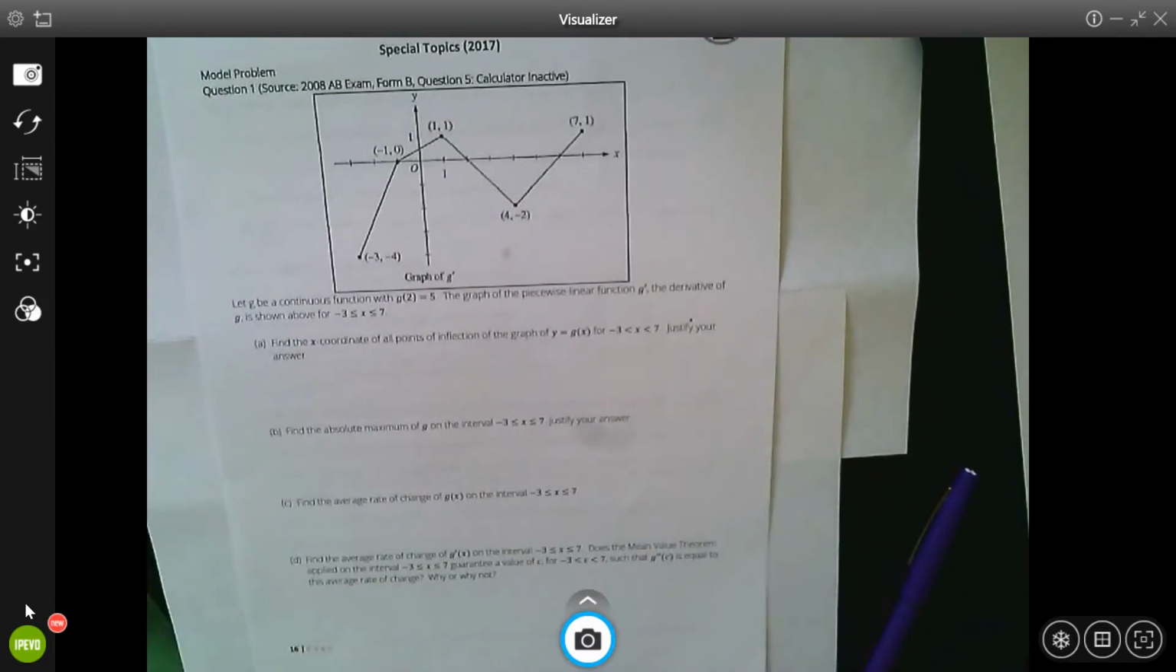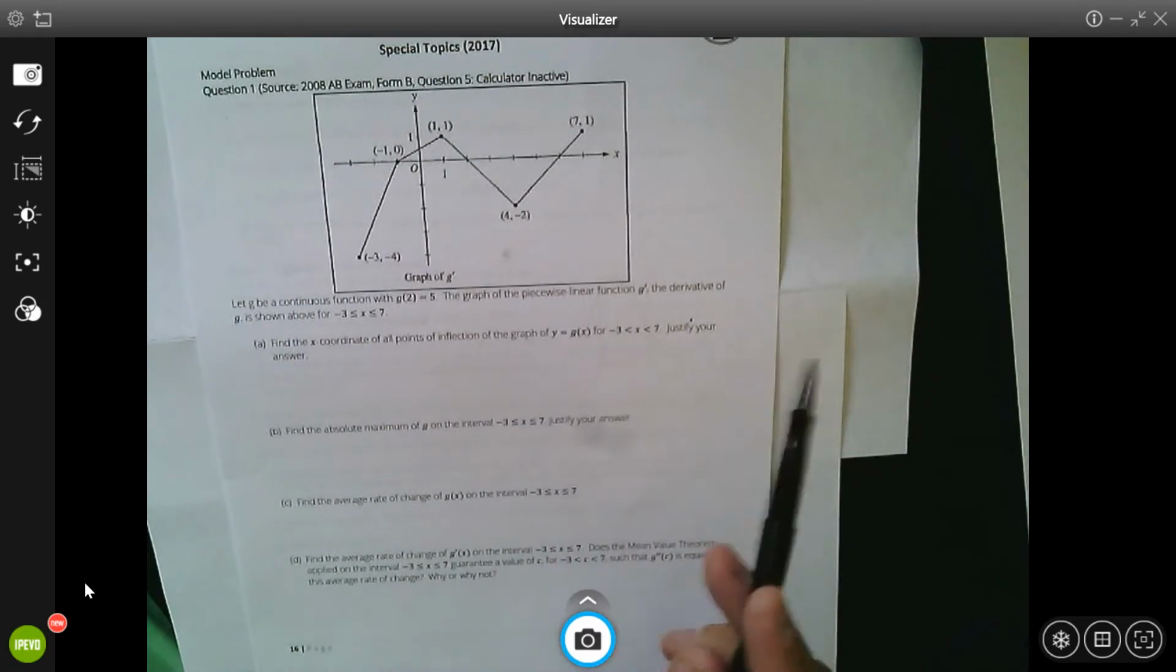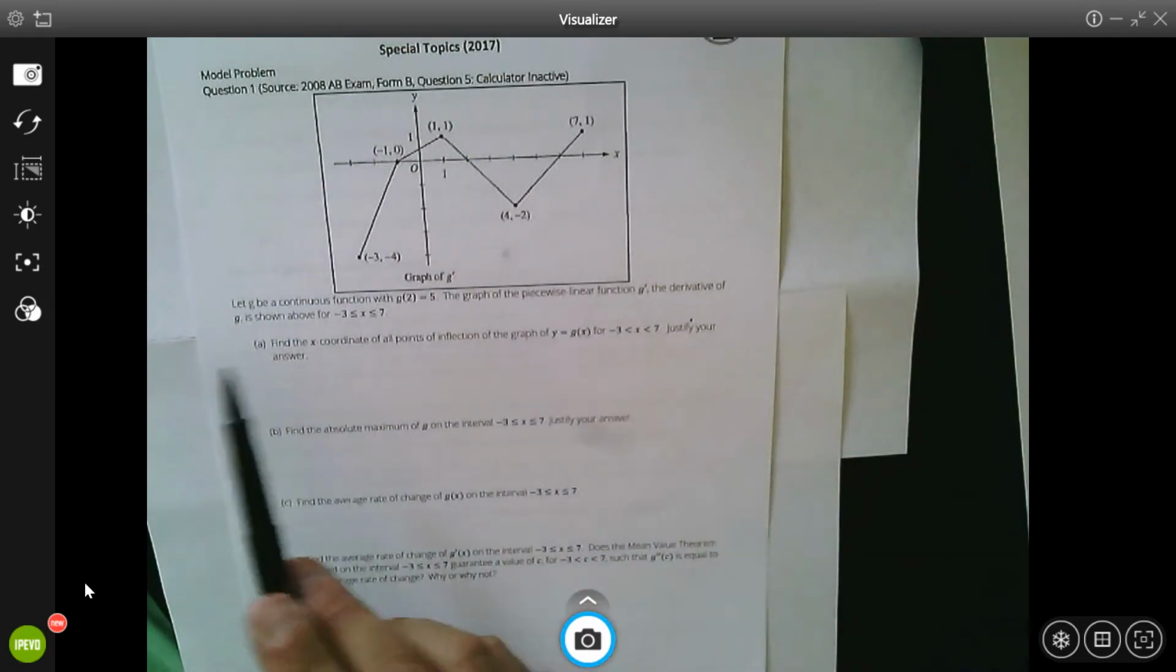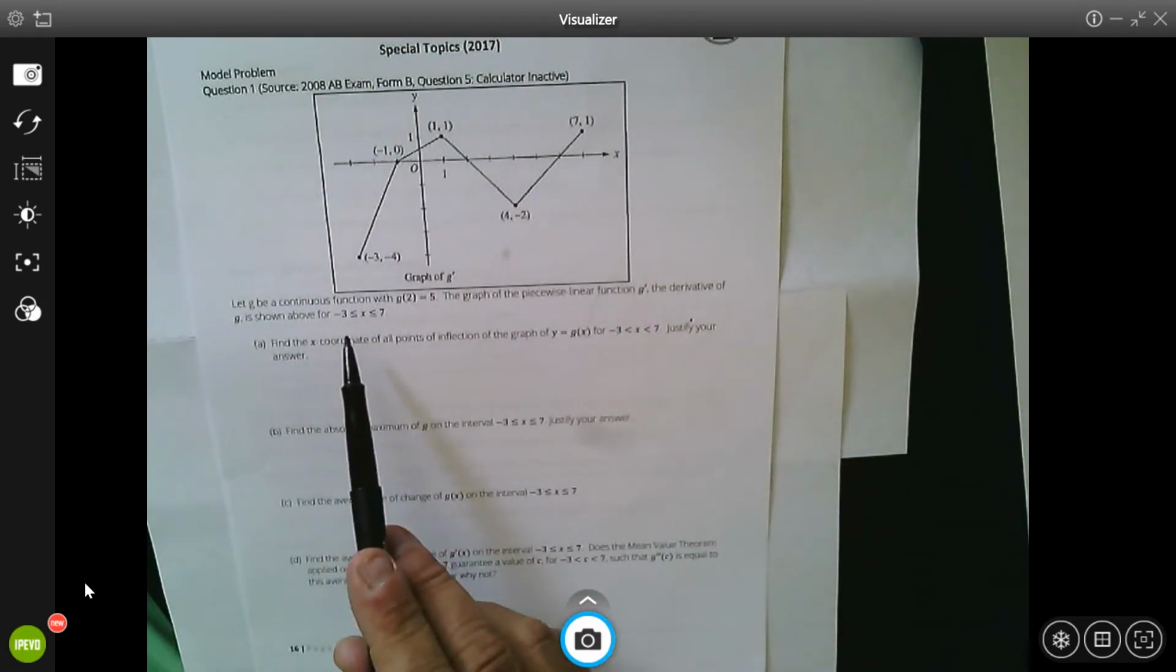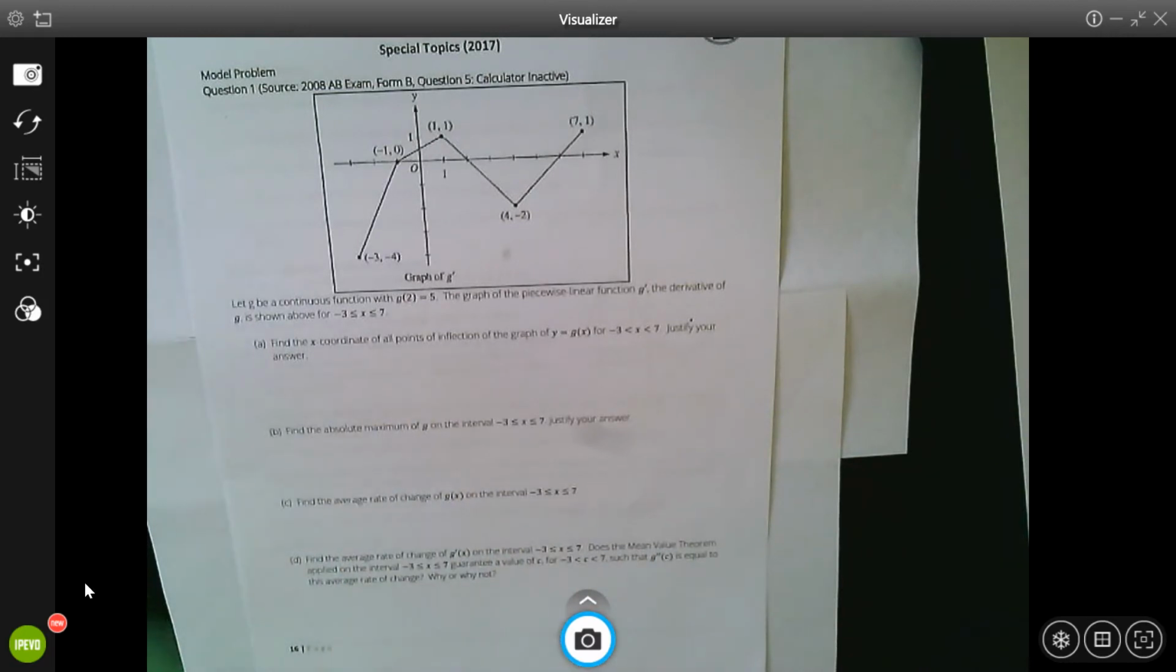I want to look at what I would consider to be a relatively tough free response question, but I think we're going to be okay with this. Let g be a continuous function with g of 2 equal to 5. The graph of the piecewise linear function g prime, the derivative of g, is shown above on the interval -3 less than or equal to x less than or equal to 7.